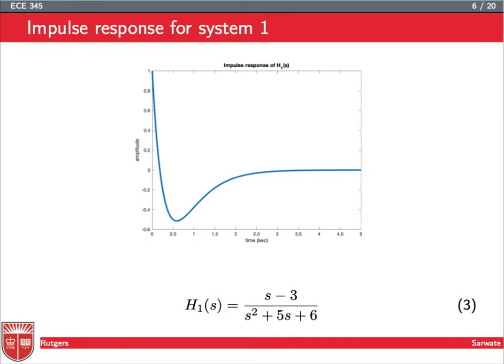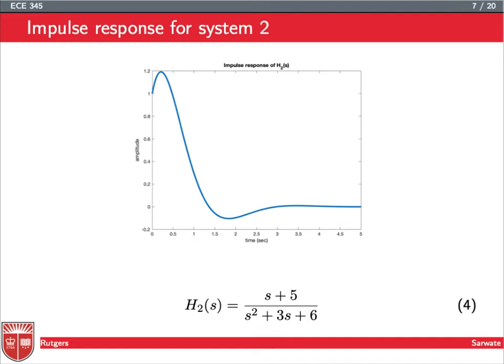Here's the impulse response for our first system. It has two poles, and as you can see, it has a transient response, which is over here, and the steady state value is 0.